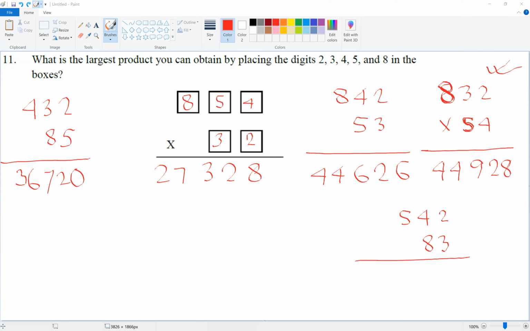Let's see what that number is. 542 times 83 is 44,986. Zan, did you see that? Yeah, I see. So we have to have the largest digit on the left. But if you put the 8 on the bottom, what happens is this gives you 30,000 and this gives you 3,200. That's why this is higher.